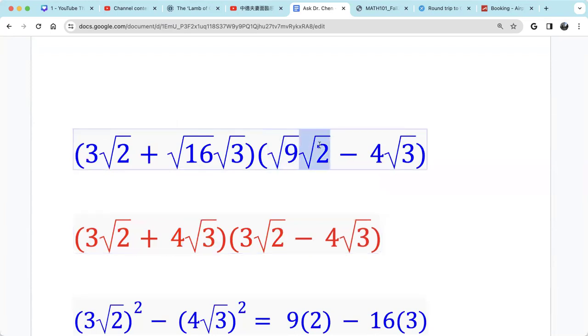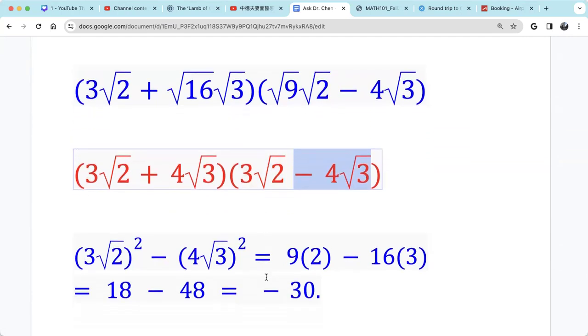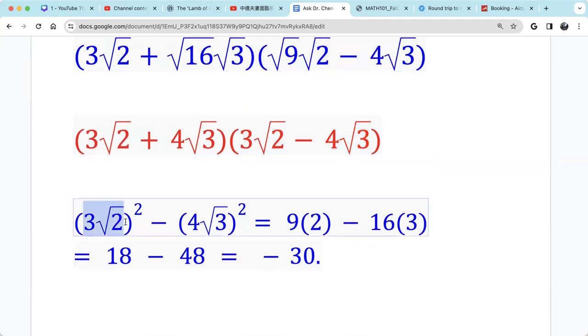The square root of 18 can be factored as square root 9 and square root 2. So that is 3 radical 2. So we have 3 radical 2 plus 4 radical 3, and 3 radical 2 minus 4 radical 3. So that's the 2 conjugates of a difference of 2 squares. So we just get the first one squared, the second one squared, and then the operation of subtraction. The first one squared, we just get 18, 9 times 2. The second one squared, we get 16 times 3, which is 48. So 18 minus 48, that's negative 30.